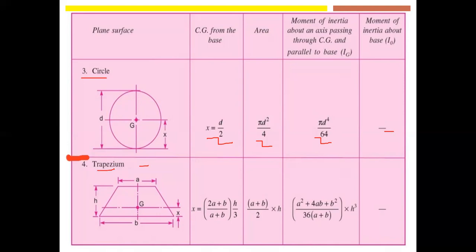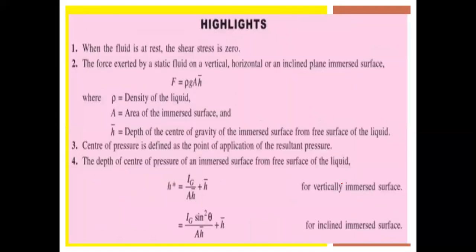the trapezium type of plane, we use this X. Area is equal to (a plus b) by 2 into h, and the moment of inertia about the CG is (a square plus 4ab plus b square) by 36 into (a plus b) into h cube. Next, what are the formulas we are using? What are the small definitions?